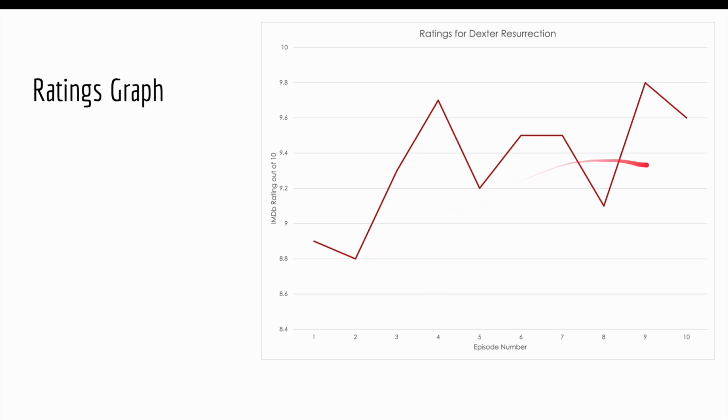Here's a graph by episode of the ratings for this season. So it started off kind of average and then it got really high. It is maybe perhaps a little bit exaggerated as the axis only goes from 8.4 to 10, but all of the episodes fell within 8.7 to 9.8. And generally, this shape does follow trends of the other seasons.